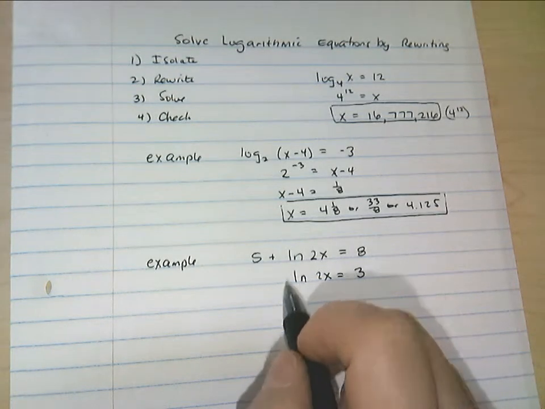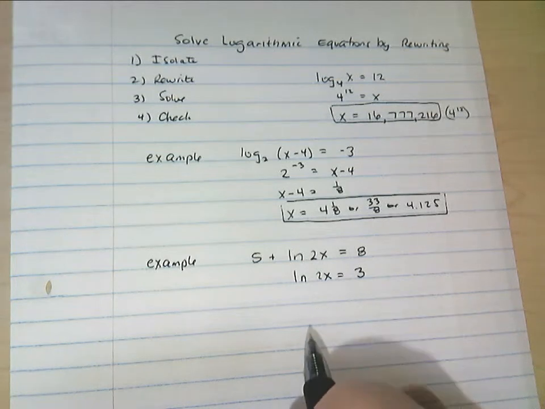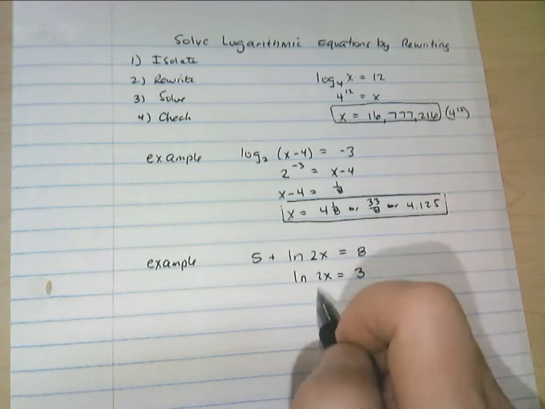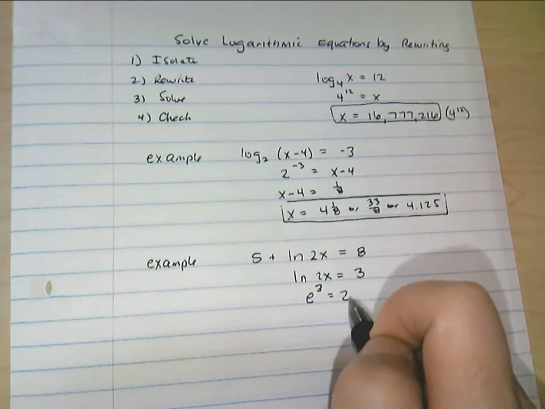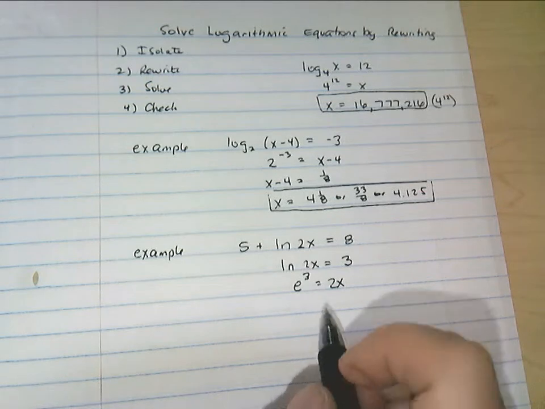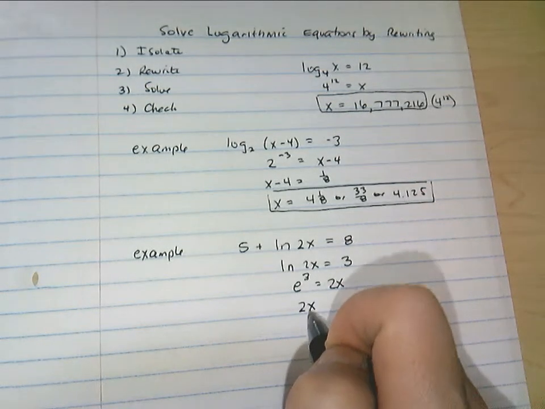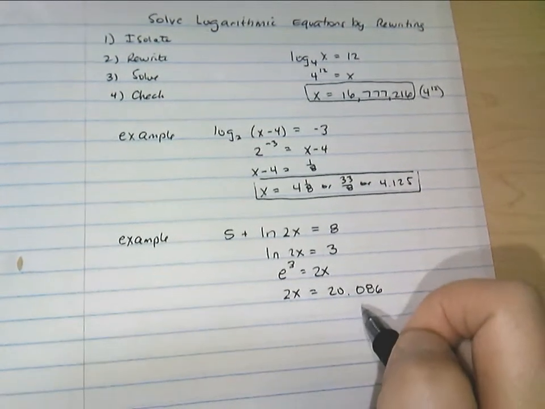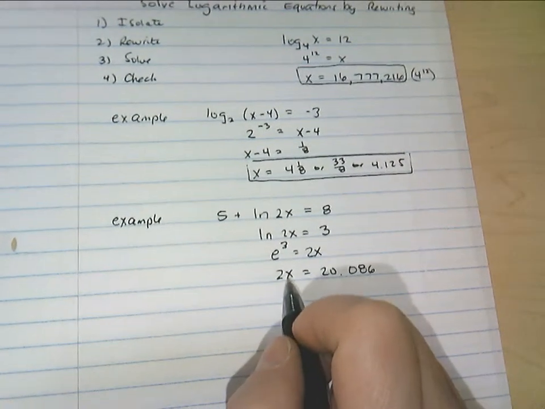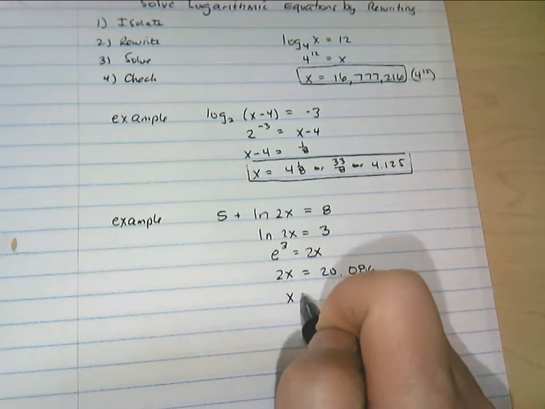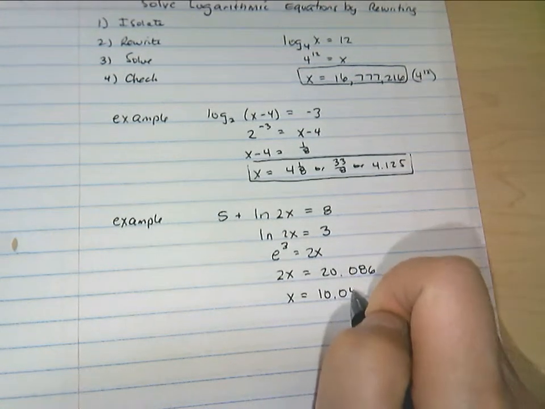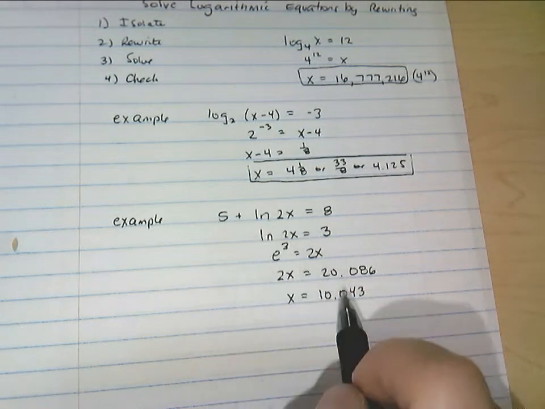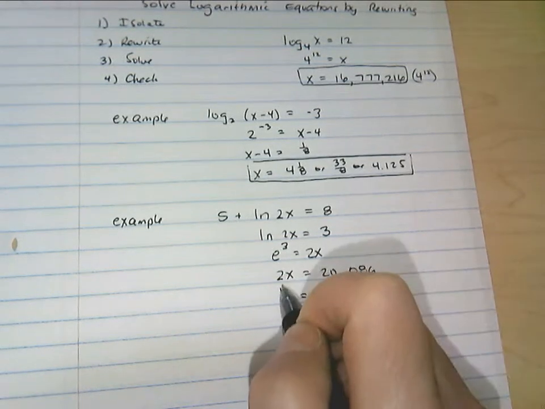Now I have the logarithmic term isolated, so I can rewrite it as an exponential equation. The base of a natural logarithm is e, so I'm going to write e to the 3rd power is equal to 2x. E to the 3rd power is just a number, so I'm going to replace e to the 3rd power with 20.086. I want to solve for x, so I have to divide both sides by 2, and I get x is equal to 10.043. Check that, make sure that you take the natural logarithm of a positive number, and I've already checked that, it works.